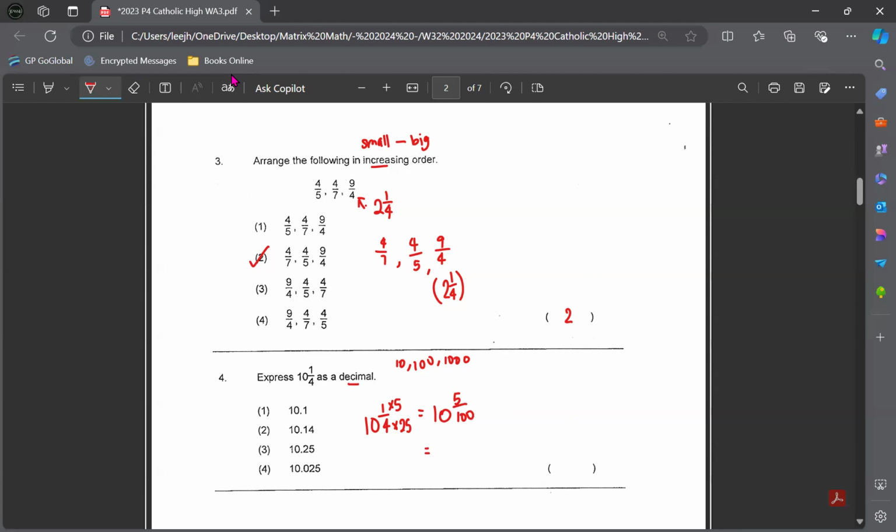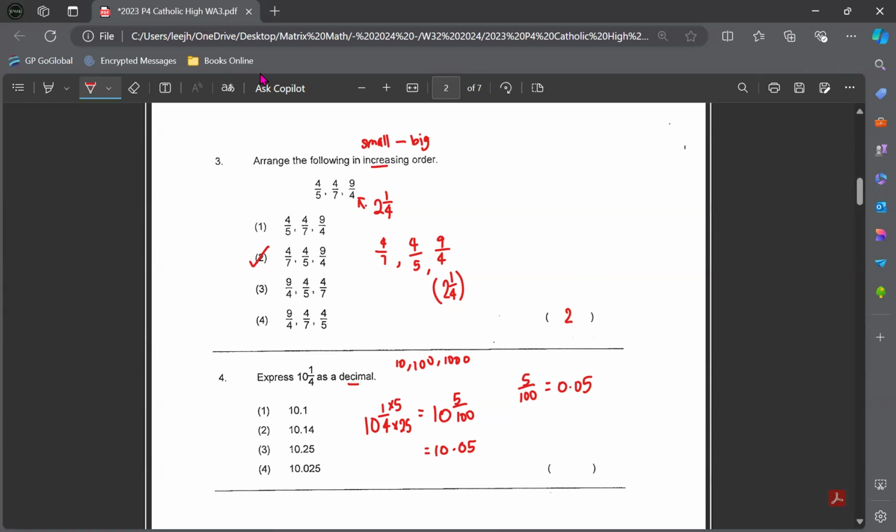So if you convert it into a decimal, 10 wholes means 10. 5 over 100 is actually 0.05. So your answer will be 10 wholes, 5 over 100 will be 10.05. Okay, so your answer will be number.